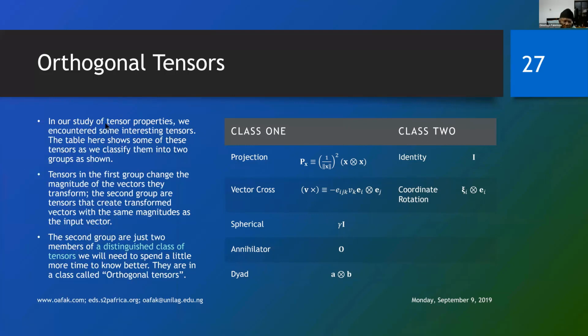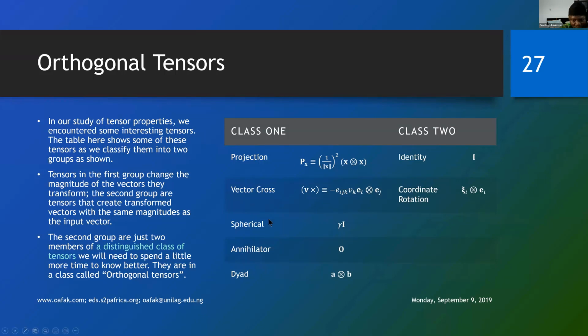In our study of tensor properties, we encounter some interesting tensors. The table here shows some of these tensors as we classify them into two groups. We are looking at the tensors we looked at originally. There were 7 of them: projection, vector cross, spherical, annihilator, dyad, identity, coordinate rotation. We know that all tensors transform vectors. But when the vectors are transformed, we get new vectors. How do those vectors relate to the original? We can never be sure.